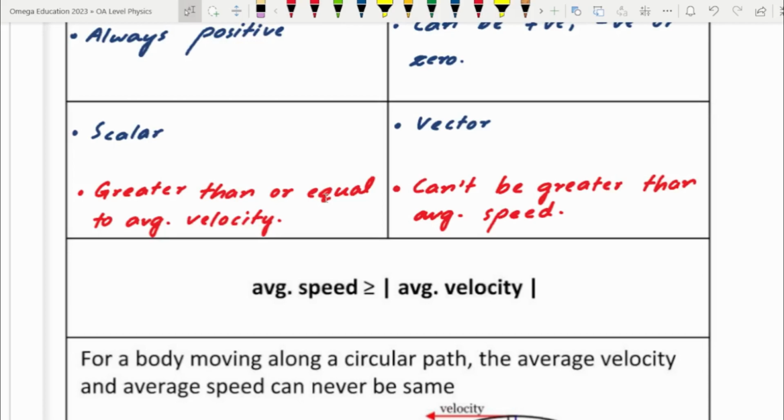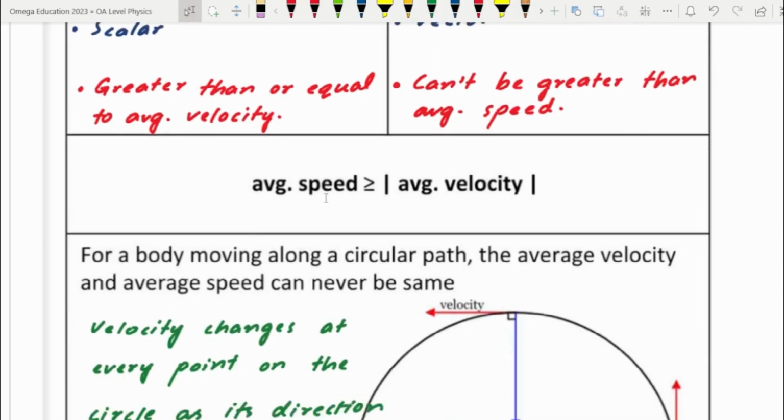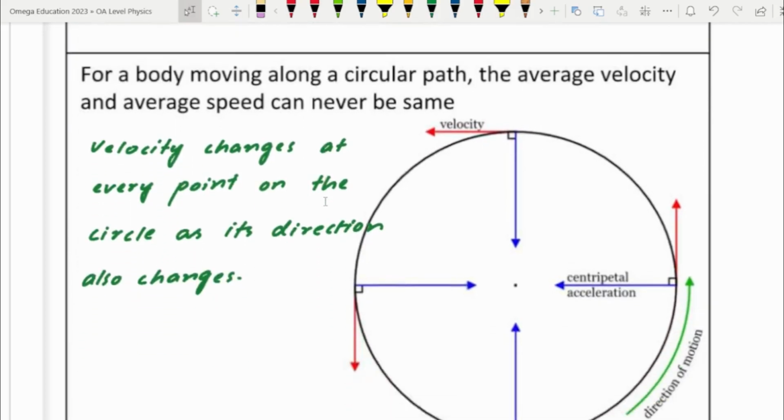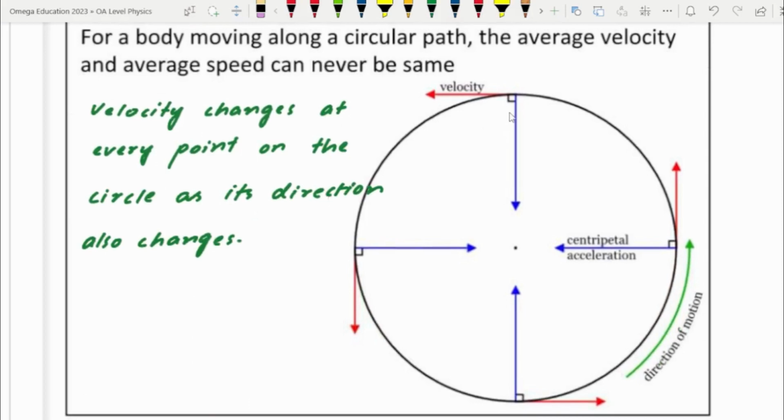when an object is moving in a circular path, the direction of the velocity changes at every point. So think about it. If the object is moving in a circle, even let's say the object is moving with constant speed, 10 meters per second, the speed might be constant, but the velocity is not constant, because the velocity includes the direction as well.